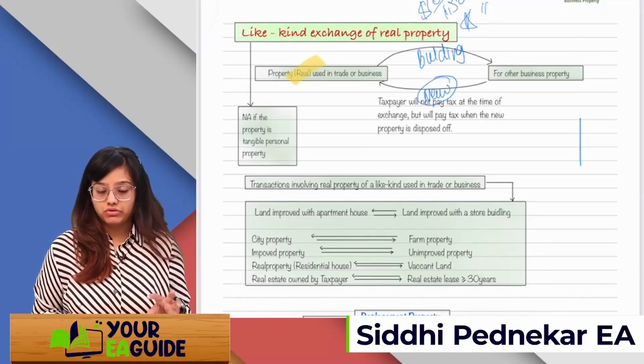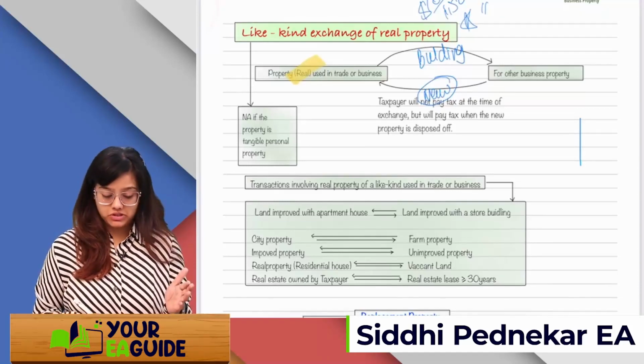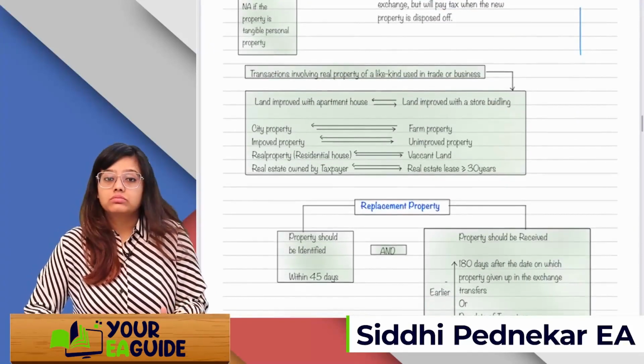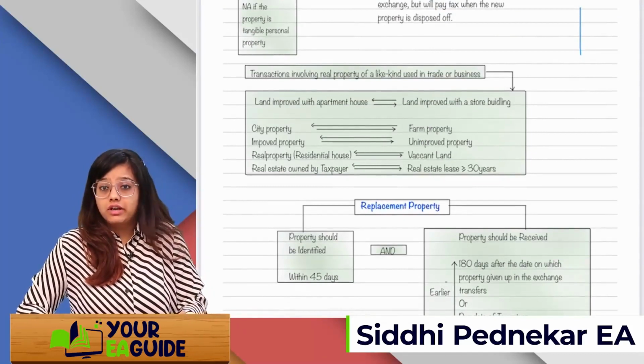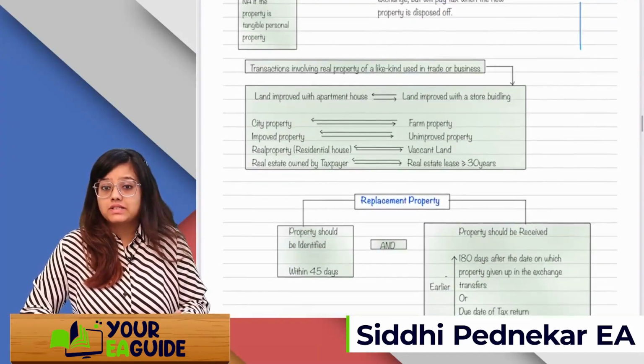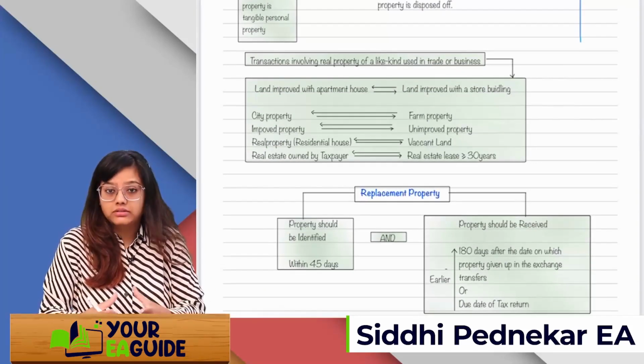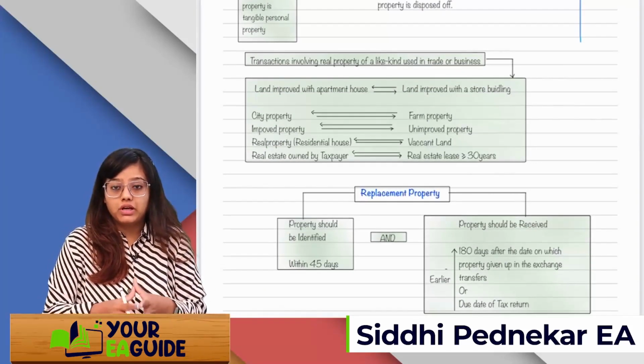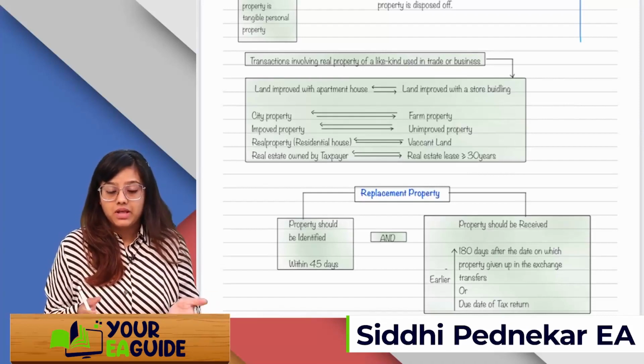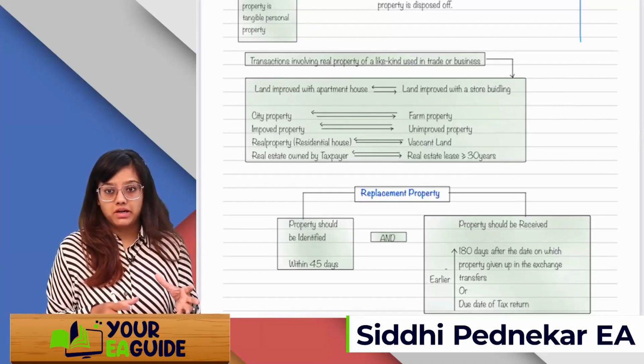Whatever we are going to understand now will not apply to tangible personal property. So what transactions involve this trade or business? If you are transferring land, land improved with an apartment house, a land that is attached with an apartment house.